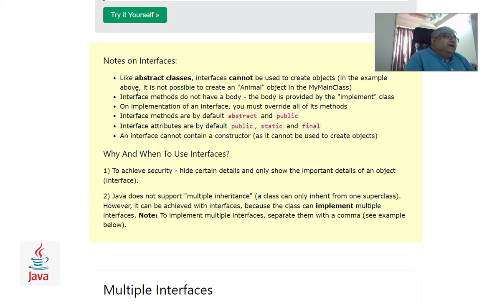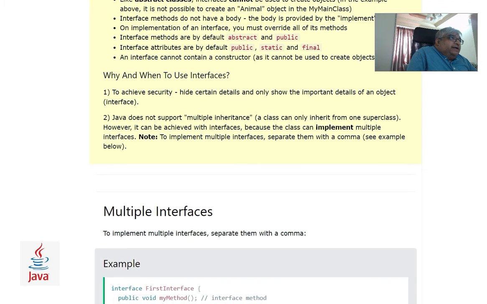Interface methods are by default abstract and public, right? Interface attributes are by default public, static, and final. An interface cannot contain a constructor as it cannot be used to create objects. I think almost all of these points we have seen in this video and in the previous video, and things are clear to you. Let's move forward, and here we have a little explanation of why and when to use interfaces.